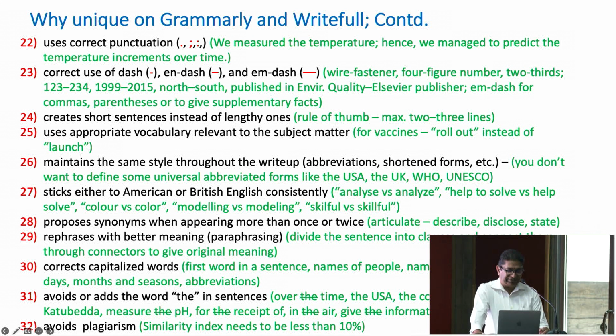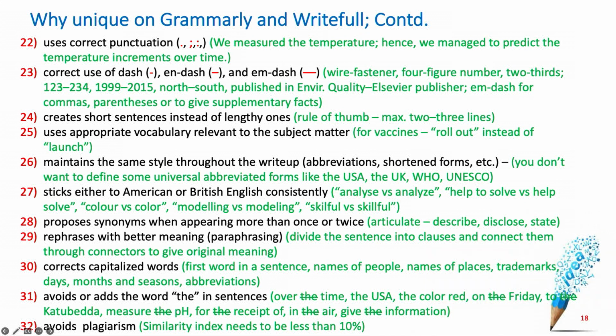28, propose synonyms when a word appears more than once or twice. Very important. Never use a word more than twice. Now one example that I want to give you, articulate. You try to express clearly. That's what articulate means. You can say describe, disclose, state, and there are so many. Infer. Likewise, you can vary certain words.